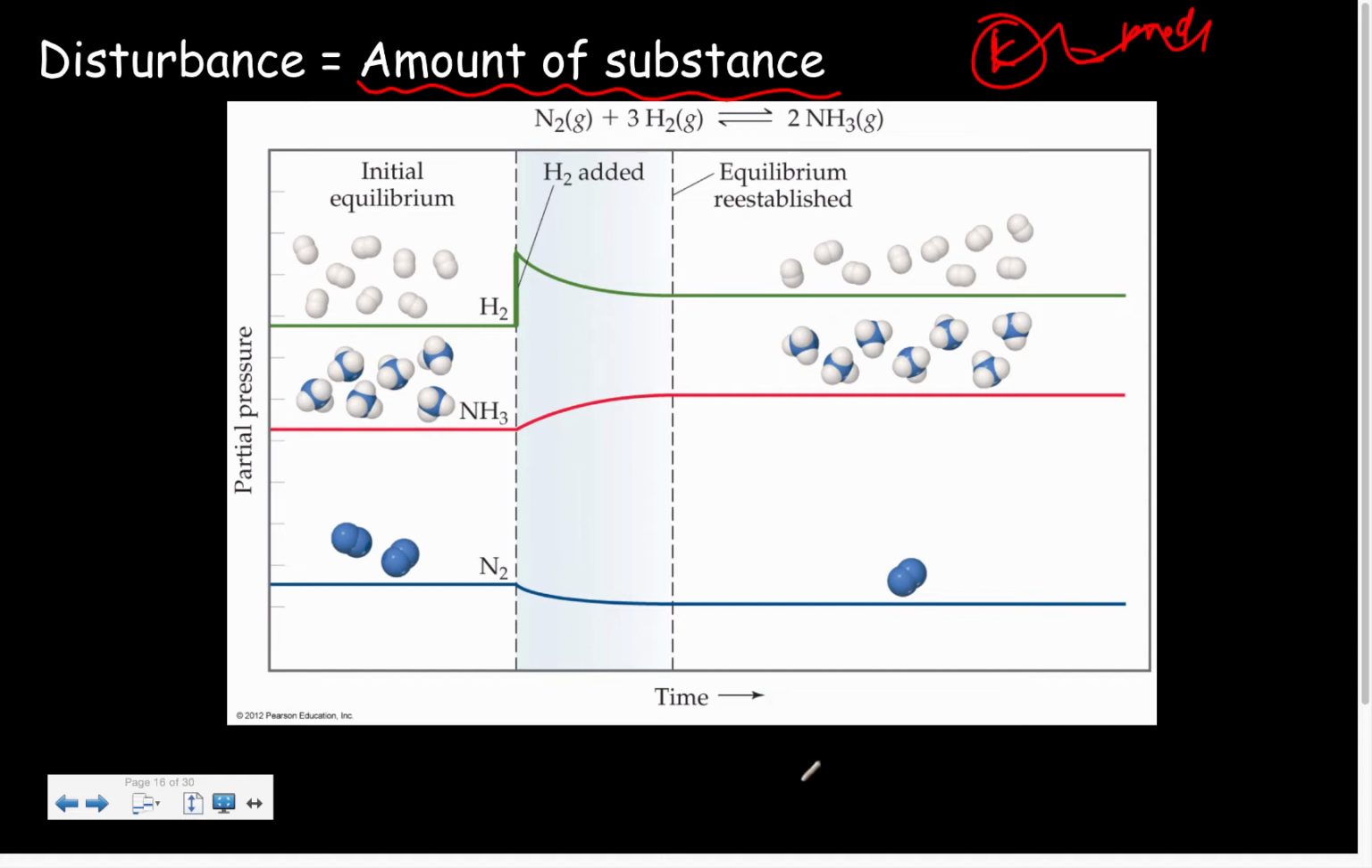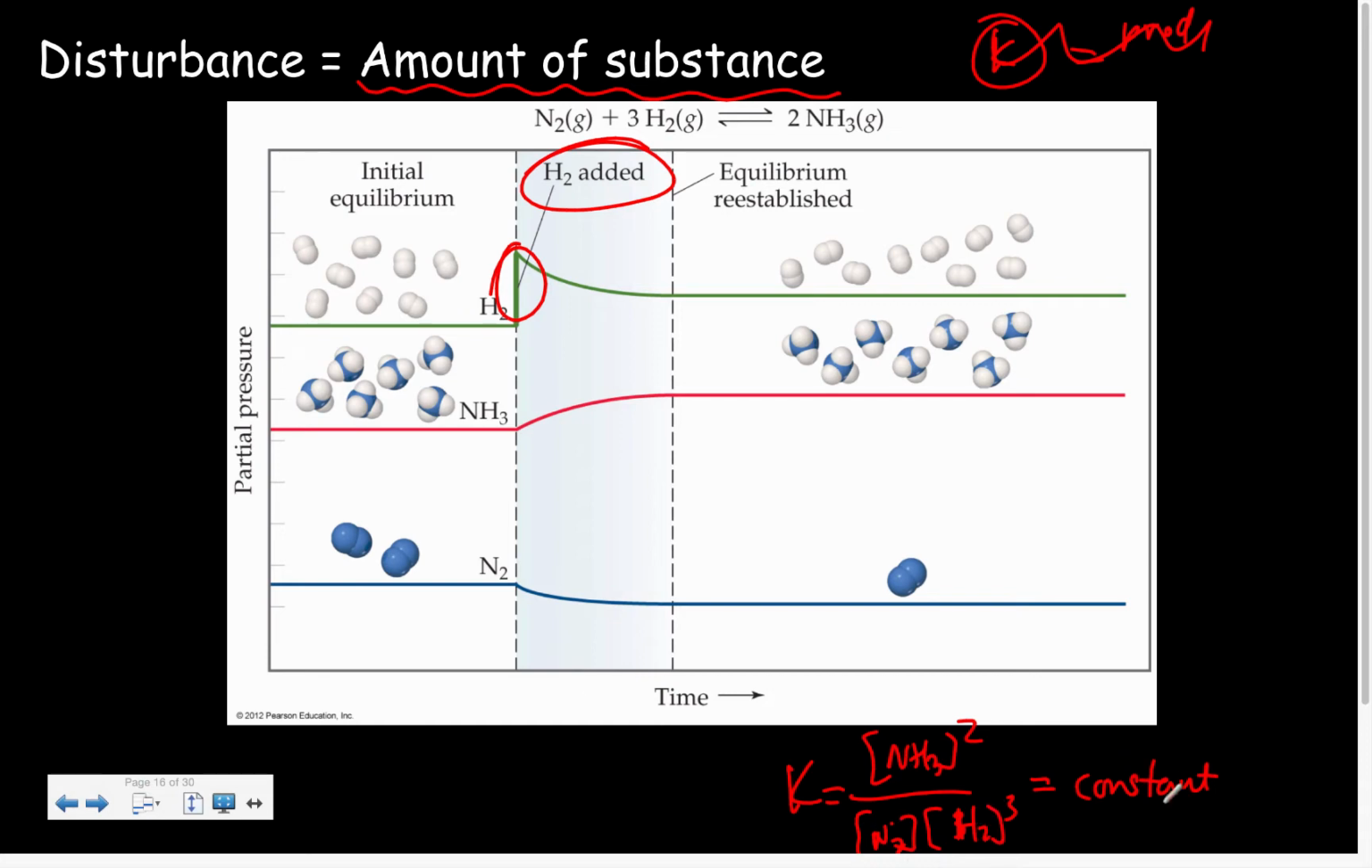let's actually write it out. So I know that K in this case is going to be equal to NH3 raised to the second over N2 over H2 raised to the third. This is what K equals, and this equals a constant number as long as we're at the same temperature. Which means that if I perturb one of these, for example, here we're at equilibrium, and I add H2, which means that if I increase the amount of this, this has to stay constant. So then this is just an application of math. If I increase this, and this has to stay constant, what else has to happen?